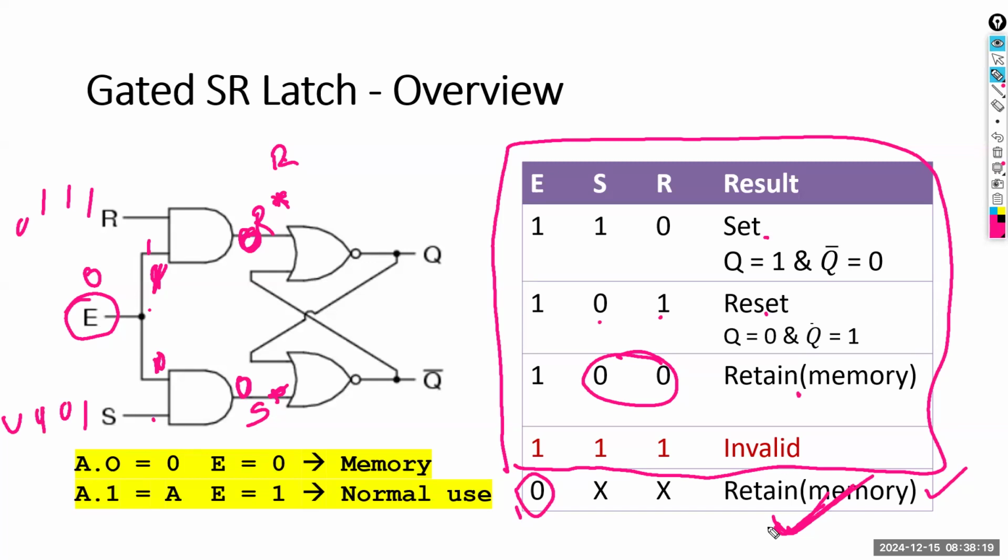So then someone will ask, what is the advantage of this? Why do we need two ways to make it memory? So the one advantage is there can be stray signals.